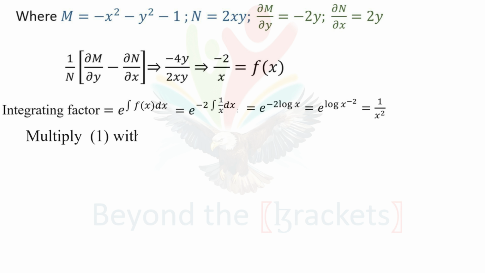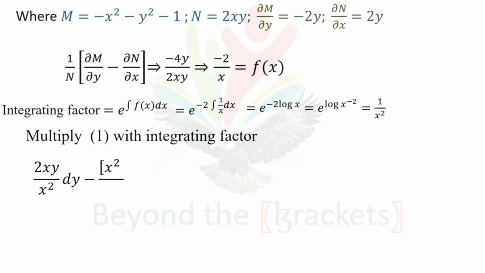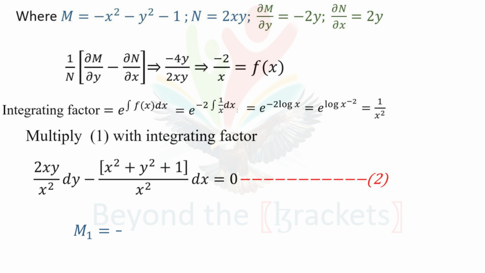Multiplying equation 1 by this integrating factor makes the given equation exact. The new equation obtained will be referred to as equation 2. The new coefficient of dx is M1, which is equal to minus 1 minus y square by x square minus 1 by x square. The new coefficient of dy is denoted as N1, which is 2y by x.